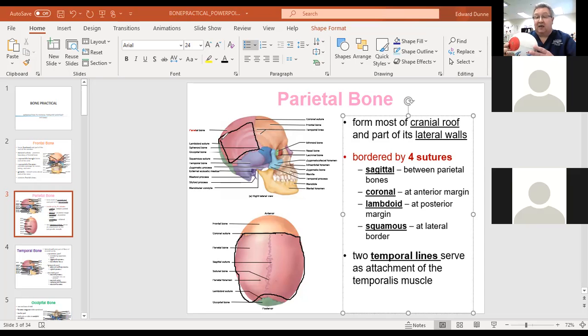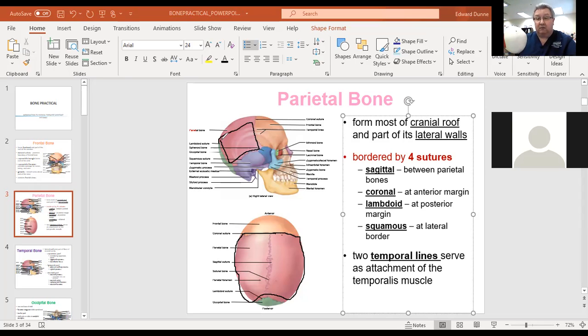On the skull itself, it's basically the middle portion of the cranium. So again, we have the frontal bone right here, and right behind it are the two parietal bones. Again, it forms the roof of the cranium. It also forms a part of the side, right in this area here, but not a very large part of it. Okay? So the parietal bone, again, is on the roof of the skull and forms part of the lateral walls. It's directly behind the frontal bone.